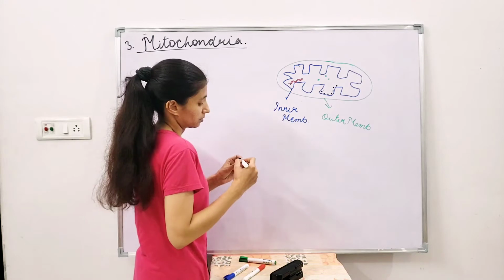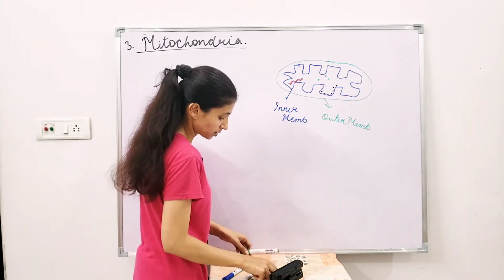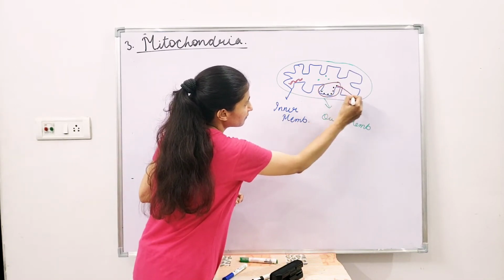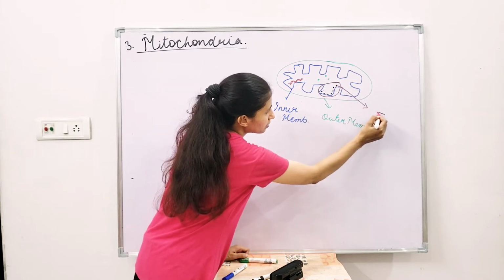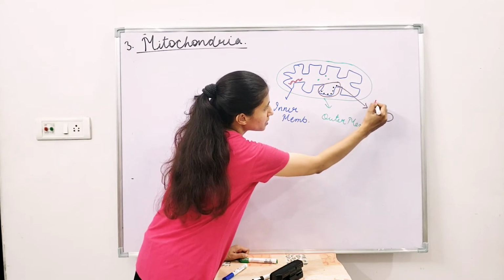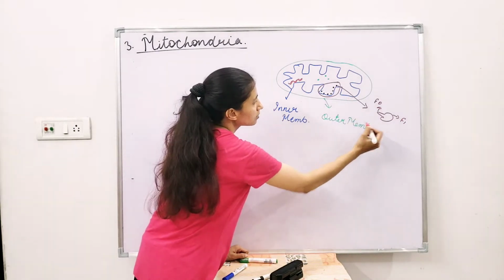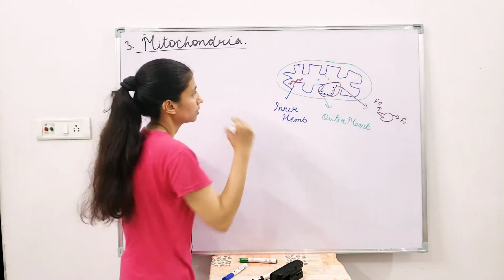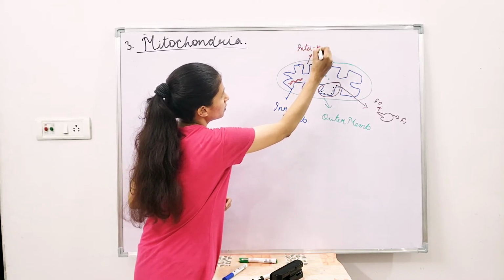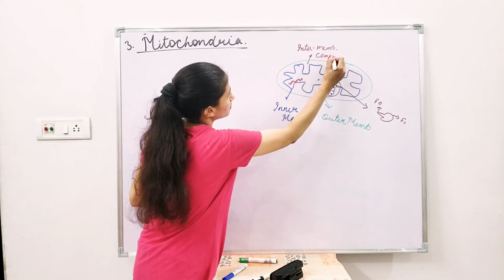Other than that, you will also find one very important thing which is present near the membrane. If I magnify the structure of this one, it looks like this. This part is called F0, and this part is called F1. They are called the F0 and F1 portions. And this is your intermembrane compartment.